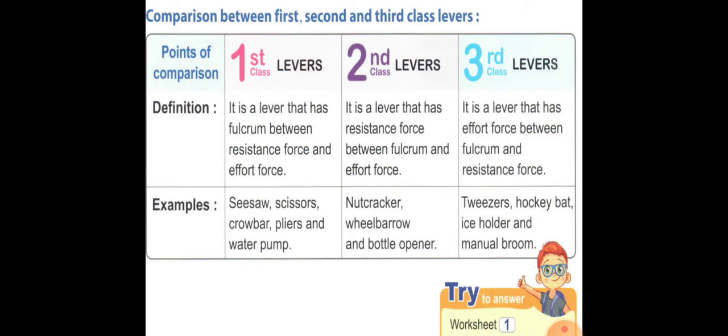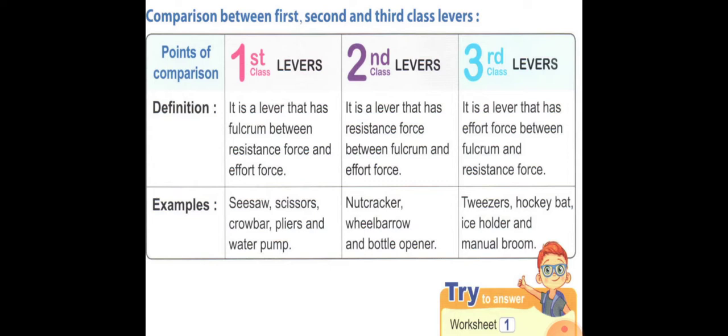Comparison between the first, second, and third class levers. Definition: first class levers are the levers that have the fulcrum between the resistance force and the effort force. What about the second class levers? They are the levers that have the resistance force between the fulcrum and the effort force. What about the third class levers? They are the levers that have the effort force between the fulcrum and the resistance force.